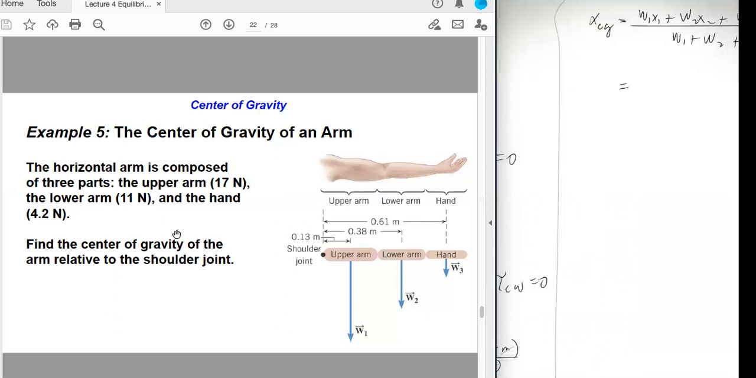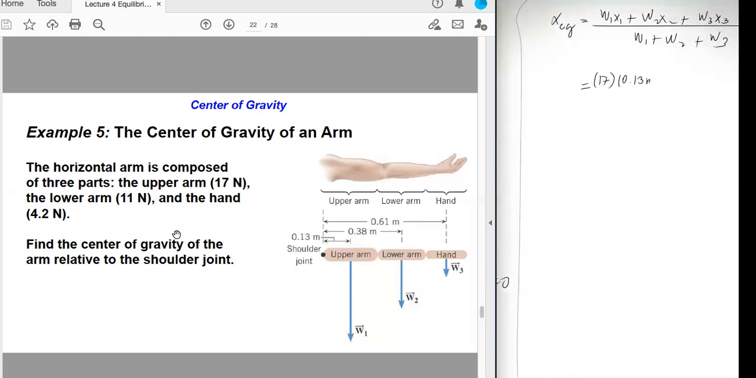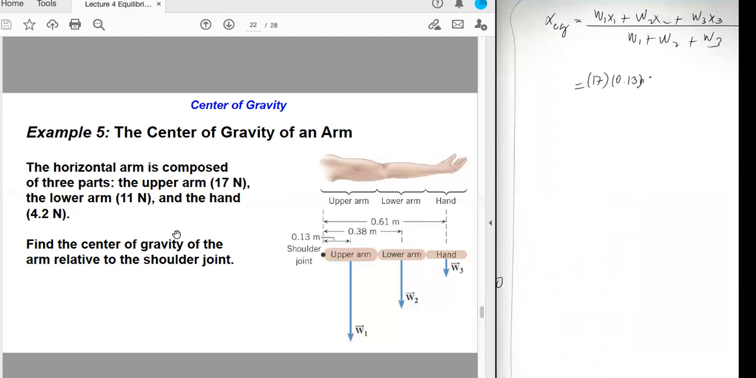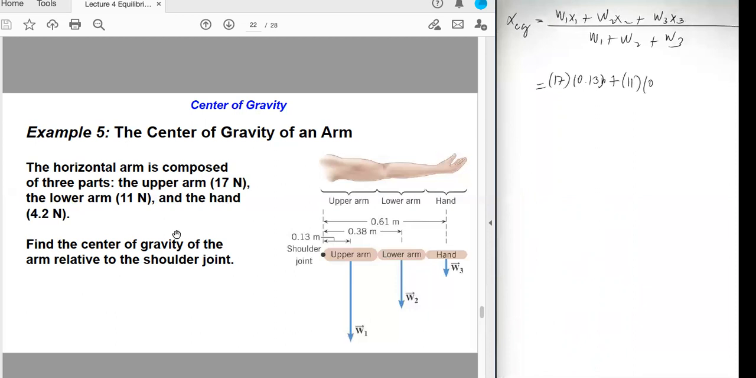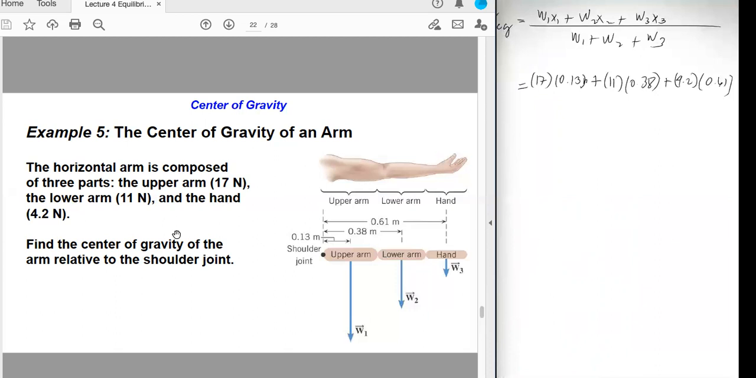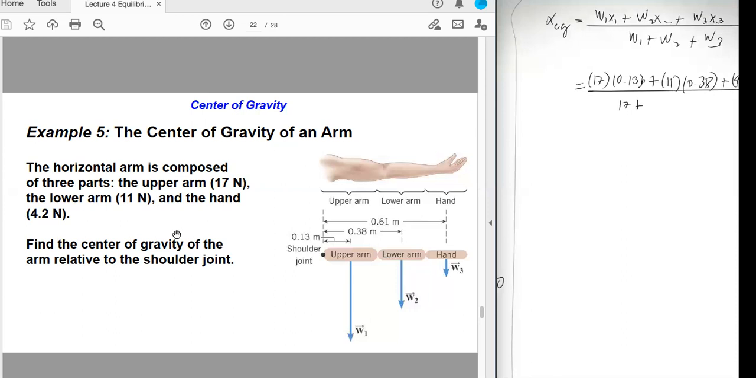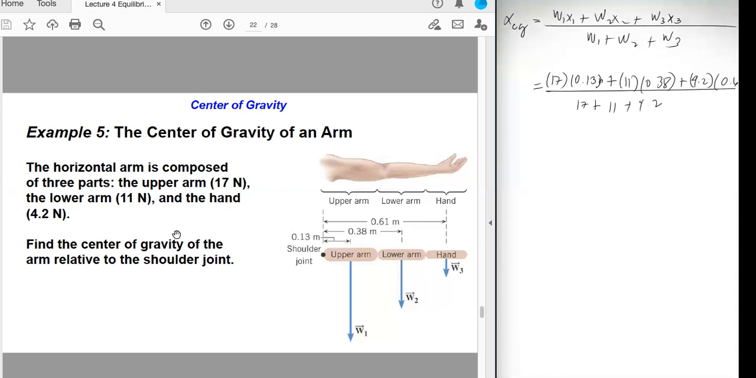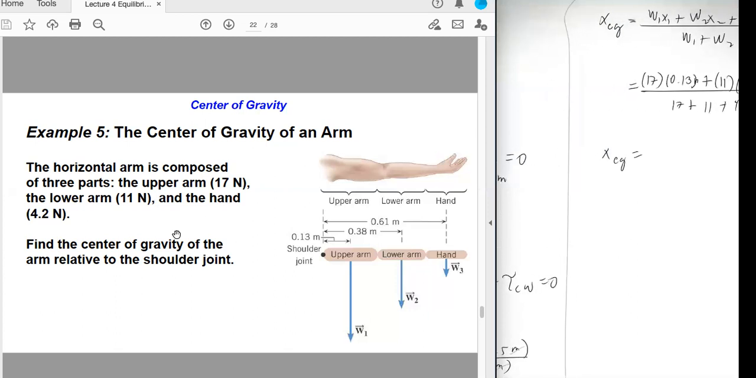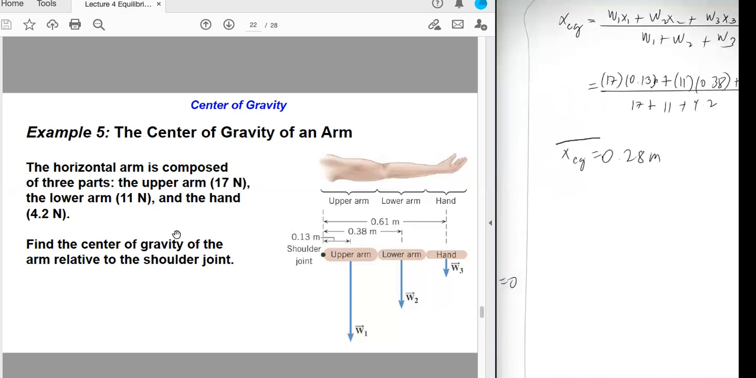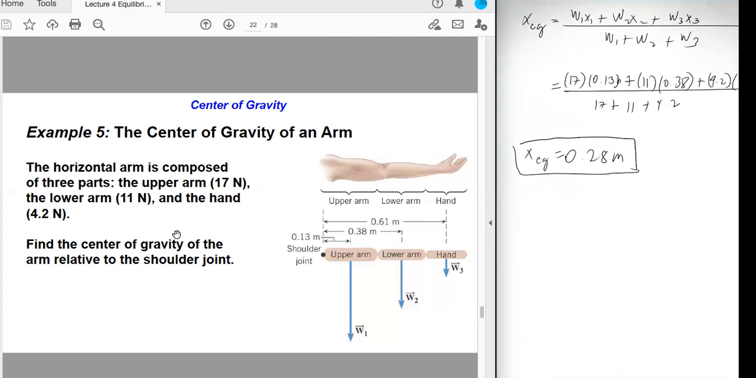Substitute now the values. So, 17 Newton, hindi ko na ilagay yung unit kasi kulang sa space, times 0.13 meter. Basta meter yan. Plus 11 times 0.38 meter plus 4.2 times 0.61 meter all over weight 1 is 17 plus 11 plus 4.2. So the XCG in your arm is 0.28 meter. So parang nasa upper arm siya kasi mabigat naman talaga ang arm. So nandito siyang part, yung shoulder and everything.